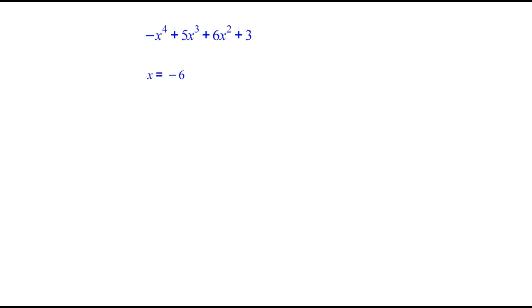Essentially, we're going to divide that out rather than using long division. We're going to use synthetic division as kind of a shortcut to divide these two things. Really, what we're trying to do here is figure out if x plus 6 is a factor. If x is equal to negative 6, then we know that x plus 6 is equal to 0.